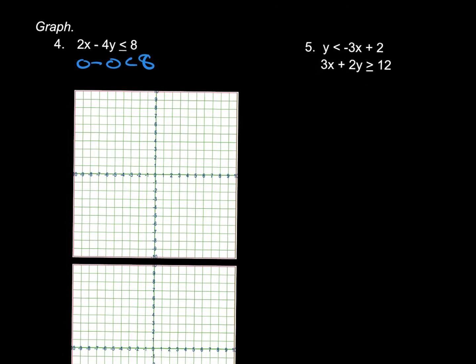Number 5 is a system, 2 equations. The first one's in slope-intercept form, so I'm going to go to y-intercept 2. Slope is negative 3, so I'm going down 3, right 1, rise, run. Broken line, because there's no equal sign there.